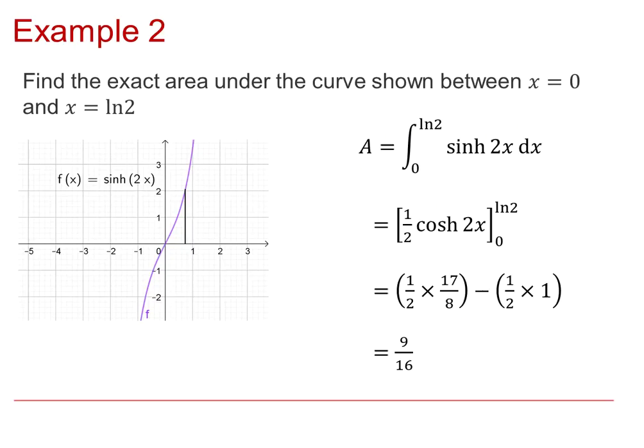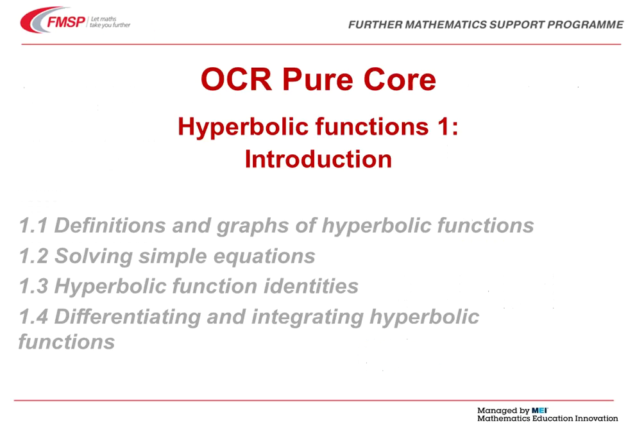Instead of using that definition of cosh and adapting it to make sure we took into account the fact it was 2x, you could also have used your calculator to get this final answer. So this is this area here. This is the last video of the Hyperbolic Functions 1 series.